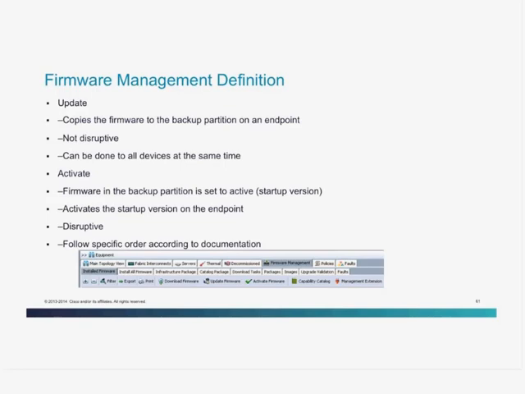The actual firmware upgrade process begins with the activate. When we click on activate, that's when the backup partition is set to active. So the backup version, the startup version, would now become active. The device would normally reboot, be it any component, FI, IOM, UCS manager, even the blades, they will all reboot with the new startup version, and that will become the active version. This is a disruptive step. This requires a device reboot, and in here we need to follow a specific order dictated by the documentation or the upgrade guide.